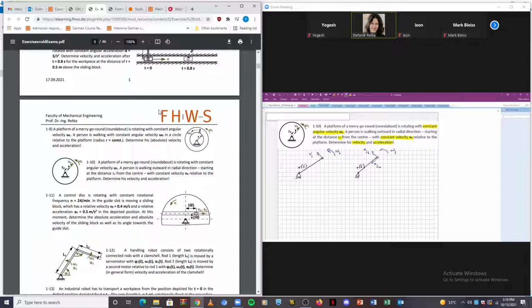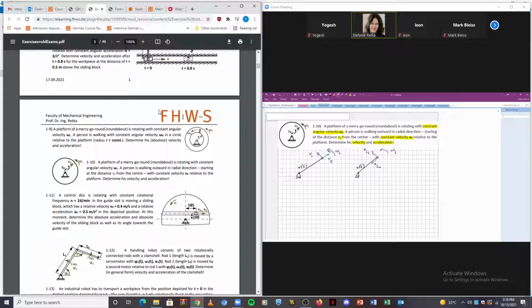And our relative motion is the person walking with constant velocity outwards. So it's walking in this direction, as depicted in the figure given. Again, this person walks with constant velocity, meaning that the acceleration is 0. Now, since our leading motion is a circular motion, we have to consider Coriolis acceleration. And we also discussed and practiced that on Monday.